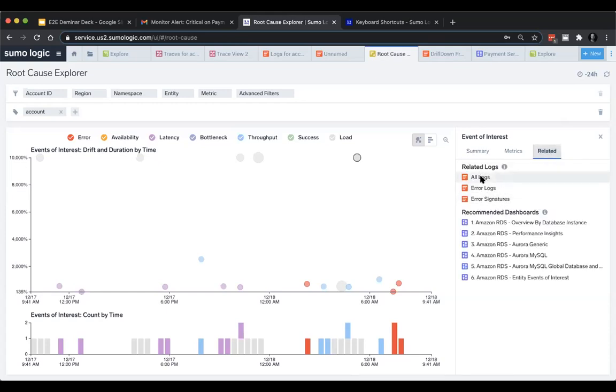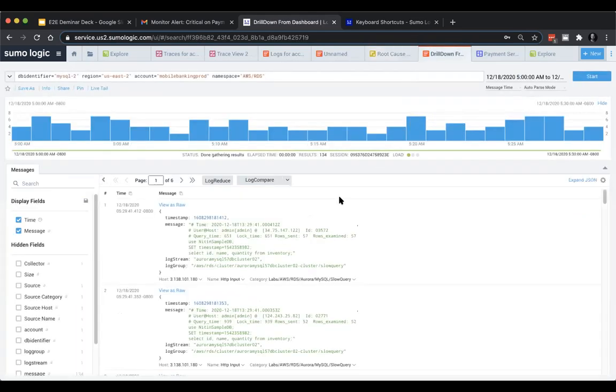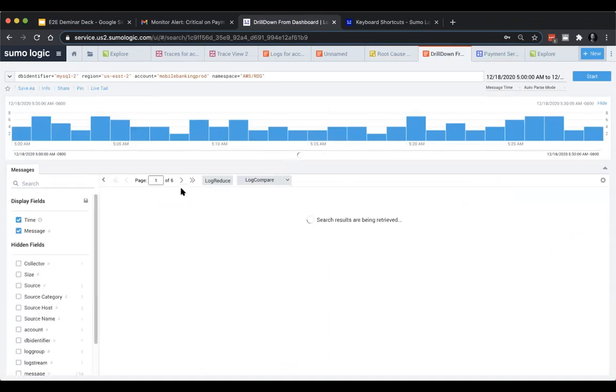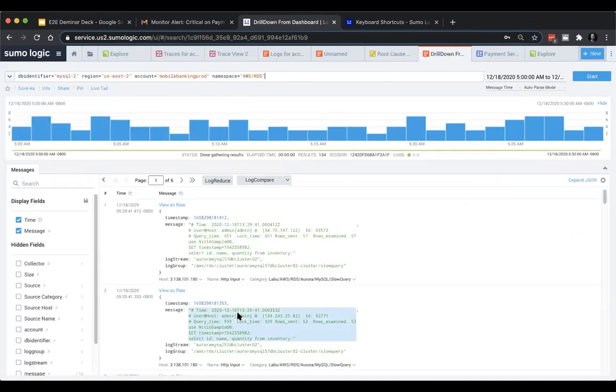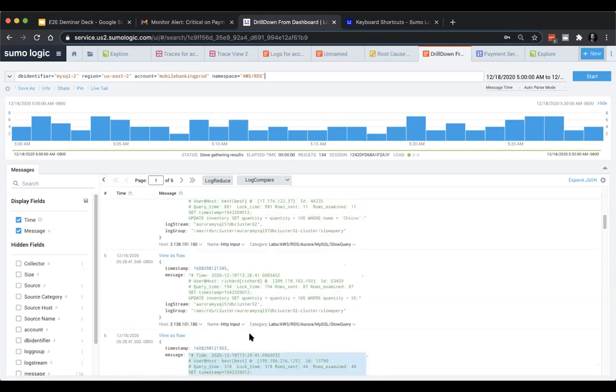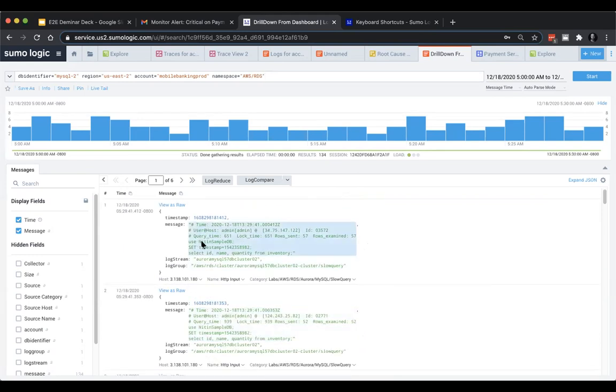So let's dive into the error logs for the RDS database just by clicking all logs from here. Now, when we go to this page, I'll actually click it for you. Click on all logs, and you can see automatically we pull up this list of errors, and we've got a number of errors that are very similar. If you look at them, what we're looking at is actually queries. These are SQL queries saying update inventory, another one saying update inventory. Looks like quite a bit of similar queries.